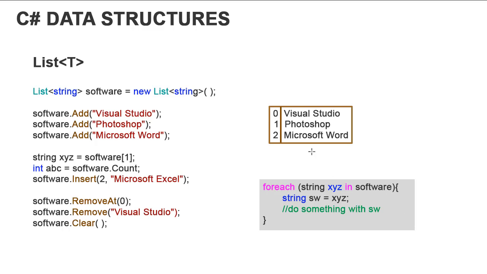And I can pull items out based on the index number. I can also alphabetize the list or order the list in some way. I can get the count of the list, so if I need to iterate through a loop, I can find how many items there are. And then I can also insert into that list using the insert method, specifying, in this case, the first parameter being the index number and then the item I want to put in. So in this case, if I did the insert, Microsoft Excel would become index 2 and Microsoft Word would become index 3.